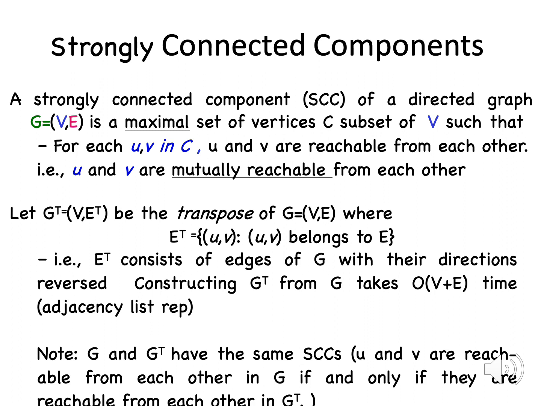Constructing G transpose from G takes O(V + E) time. That's the time complexity. Note that G and G transpose have the same strongly connected component graph. U and V are reachable from each other in G if and only if they are reachable from each other in G^T. Only then you get a strongly connected component graph.